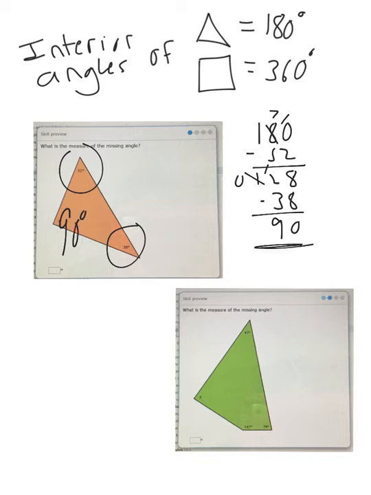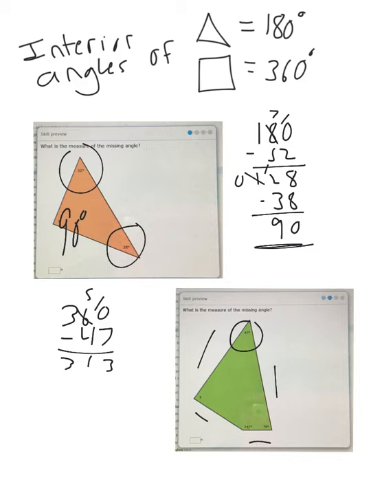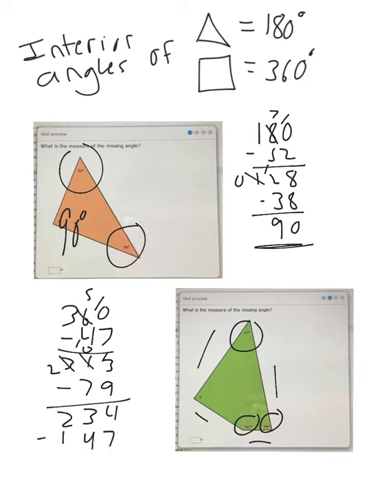Down here, this is obviously a quadrilateral, four sides, 1, 2, 3, 4. So it should equal 360. So I'm going to go 360 minus, I'm going to start here, 47. 10 minus 7 is 3, 5 minus 4 is 1, 313. Then minus 79. 13 minus 9 is 4, 2, 10. 10 minus 7 is 3, 2 minus nothing is 2. And minus this last guy, 147. 14 minus 7 is 7. 12 minus 4 is 8. And 1 minus nothing, so this must be 87 degrees.